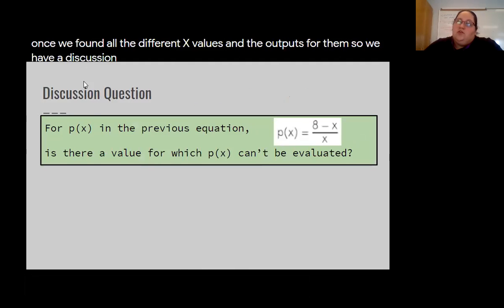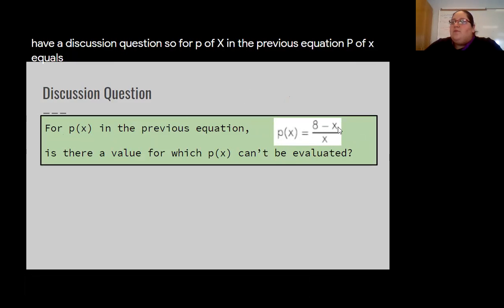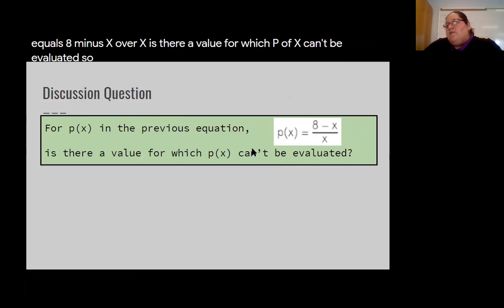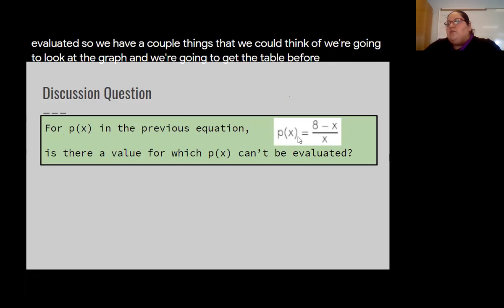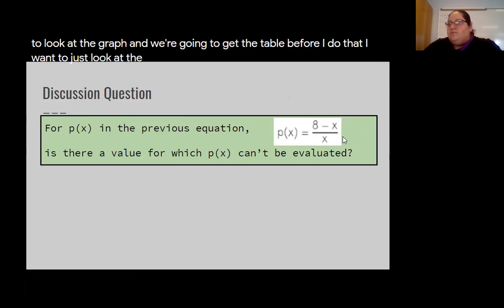So we have a discussion question. For P of X in the previous equation, P of X equals 8 minus X over X, is there a value for which P of X can't be evaluated? So we have a couple things that we could think of. We're going to look at the graph and we're going to look at the table. But before I do that, I want to just look at the equation.